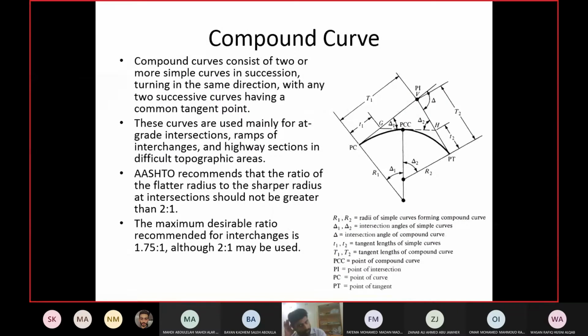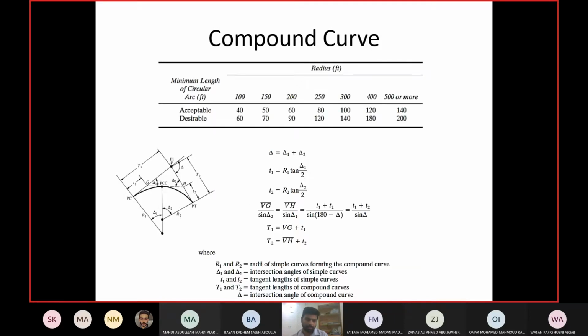So yesterday we were talking about the compound curve. This is a curve which has two circular curves attached to each other, and both of them have different radius. And then we discussed some standards, that the ratio of one radius to another should not be more than 2:1, and the standard for the length of the curve and so on.